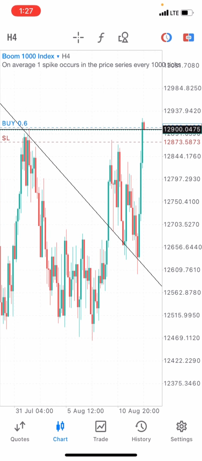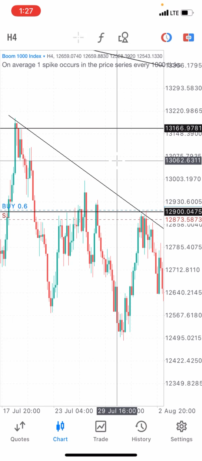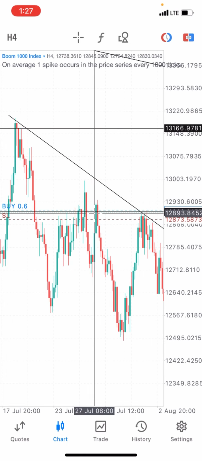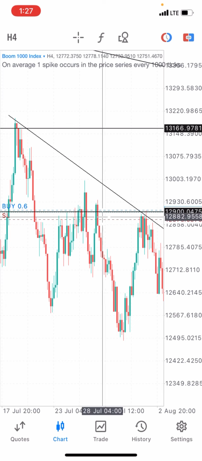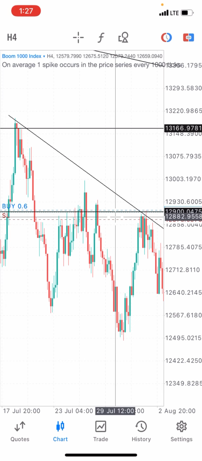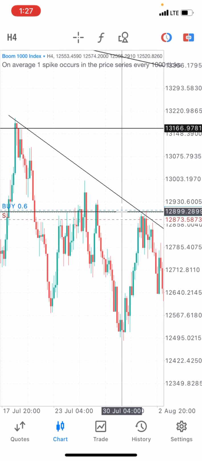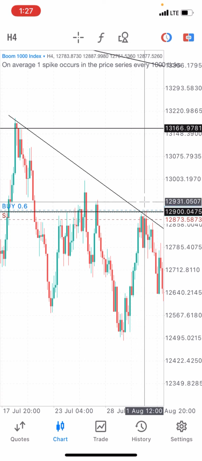But any moment from now, we're going to be having a spike, and I'll show you just how we do it. I always emphasize the need to understand price action and how it works, right? So you can see right here I have my horizontal line, I also have my trend line.